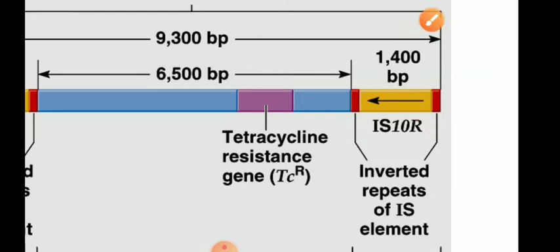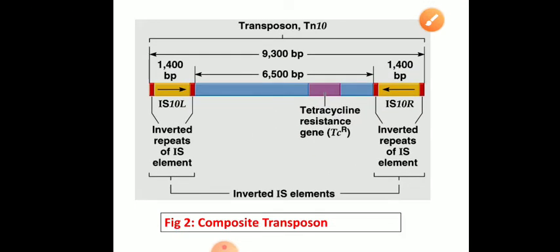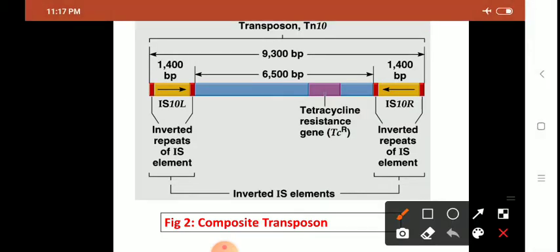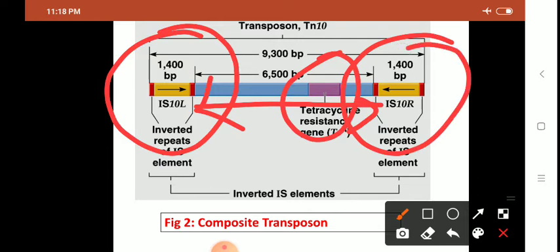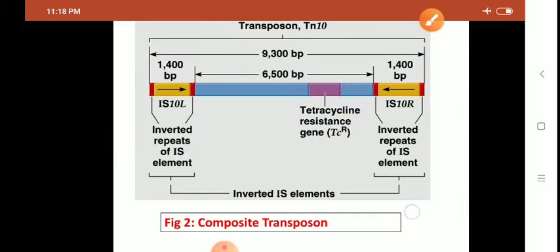Okay. So this is a composite transposon having in the center a 6.5 kb gene, wherein there is an antibiotic resistance marker gene or tetracycline resistance gene. At both the left end as well as the right end there are complete insertion sequences. So this is a composite transposon made up of two IS elements and a centrally placed antibiotic resistance gene. Is that clear? This is a composite transposon.